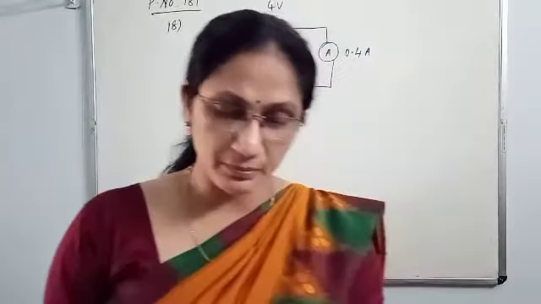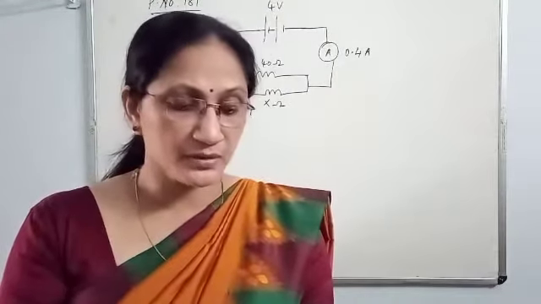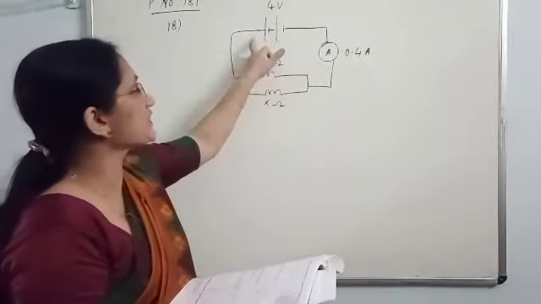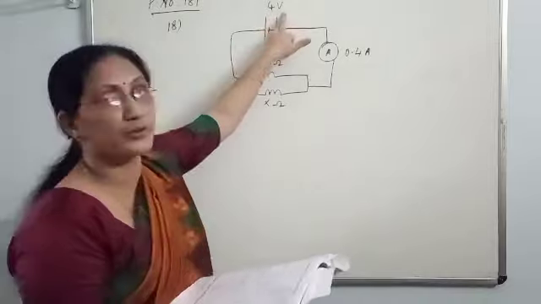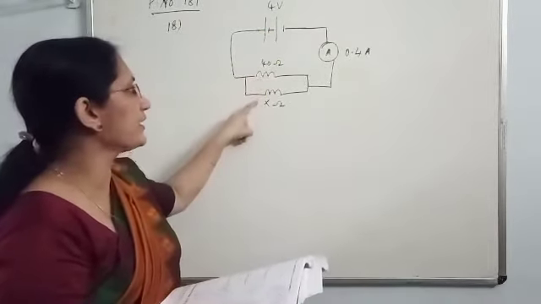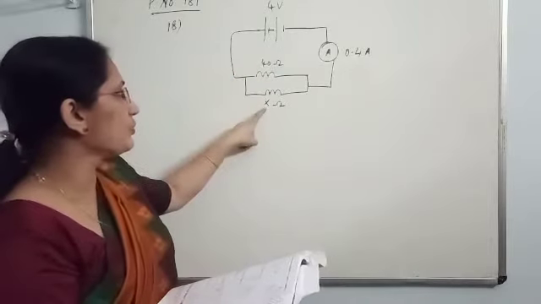Next question, page number 181, question number 18. This is the diagram given. Two cells joined in series having a potential difference of 4 volt, connected across two parallel resistors. One is 40 ohm, one is unknown.